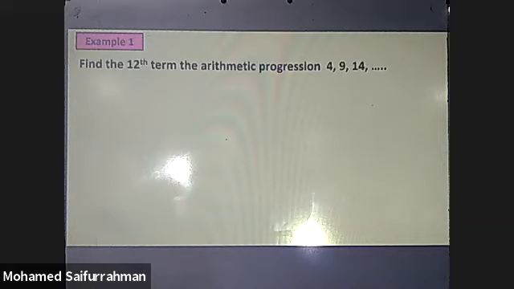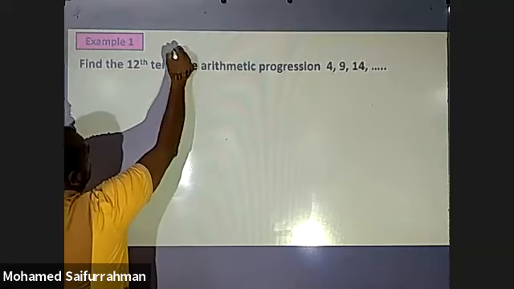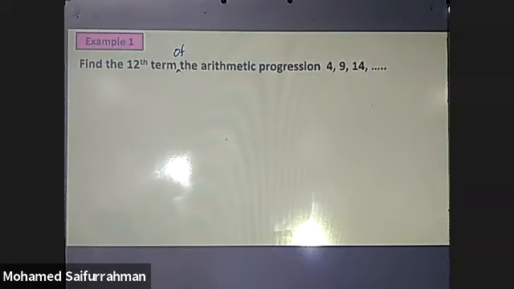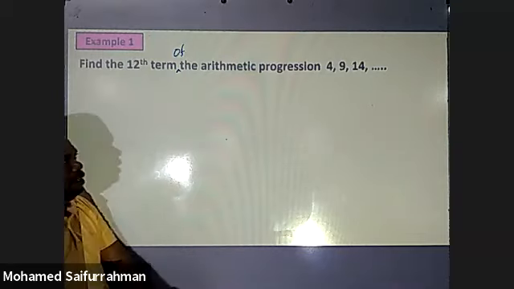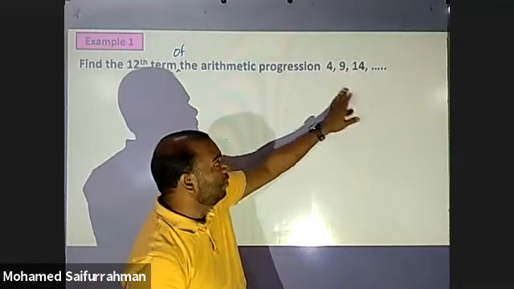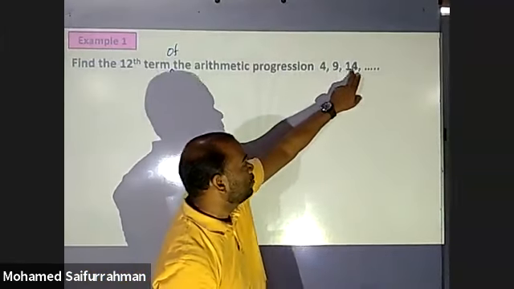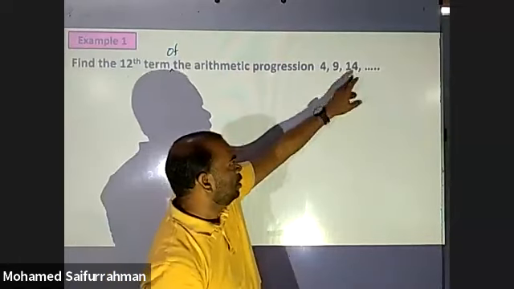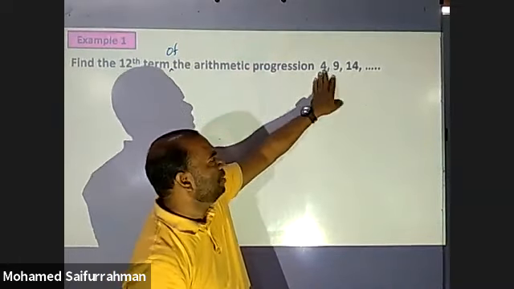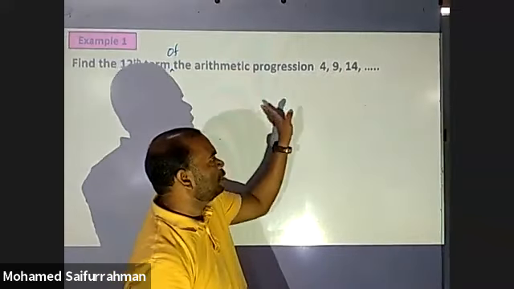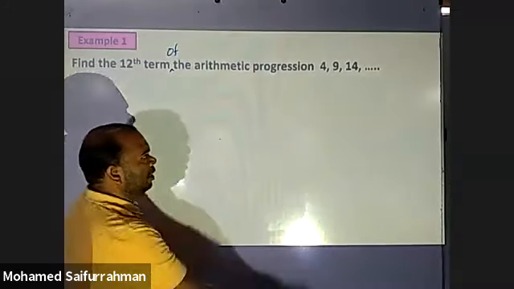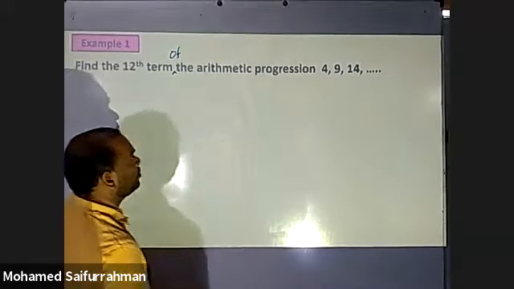Question number 1, example: find the 12th term of the arithmetic progression 4, 9, 14. Dear students, most probably 3 terms is enough to represent an arithmetic progression. The student doubt is how many terms to write. So 3 or 4 or 5, a minimum of 3 terms should be written to express an arithmetic progression. Anyhow, 4, 9, 14.